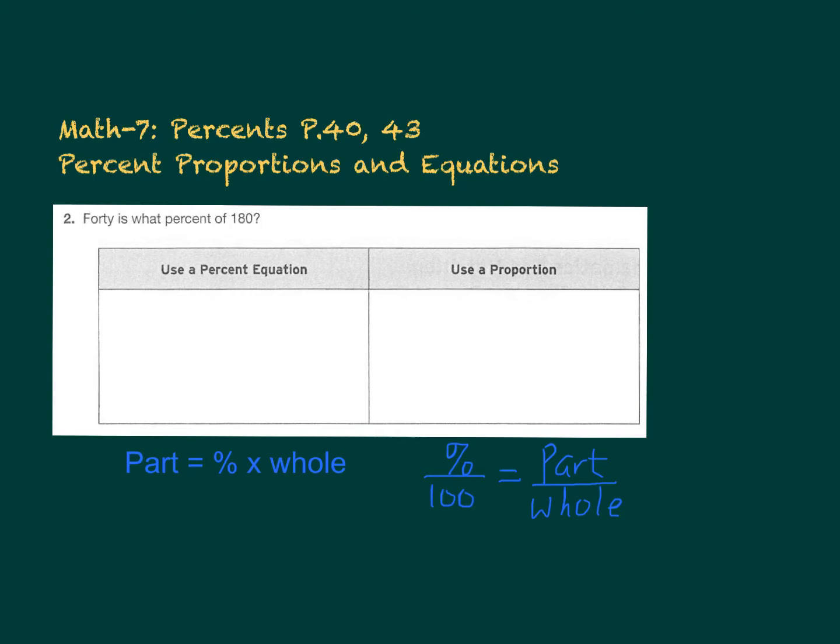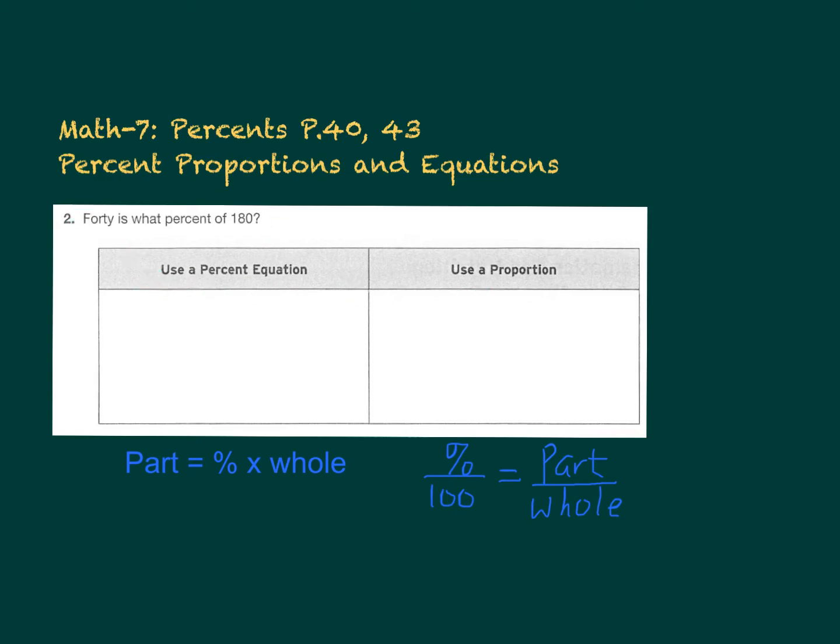Okay, when you look at the first one, number 2, 40 is what percent of 180? And then there is this box divided into two parts. One is use the percent equation, the other one is to use a proportion. So what it's asking you to do is to solve this problem using two different ways.